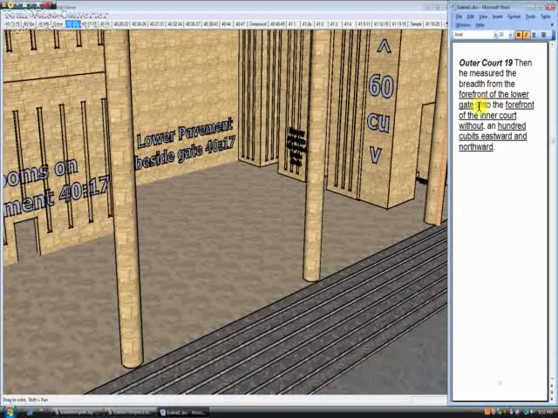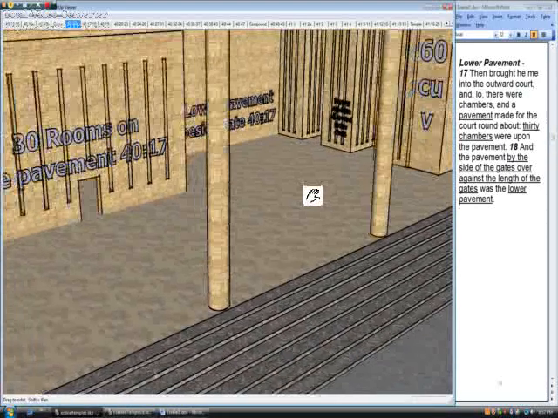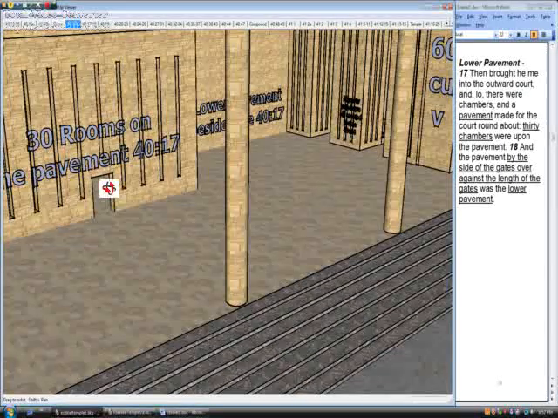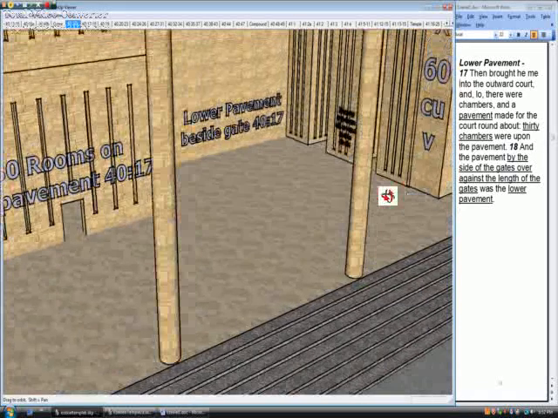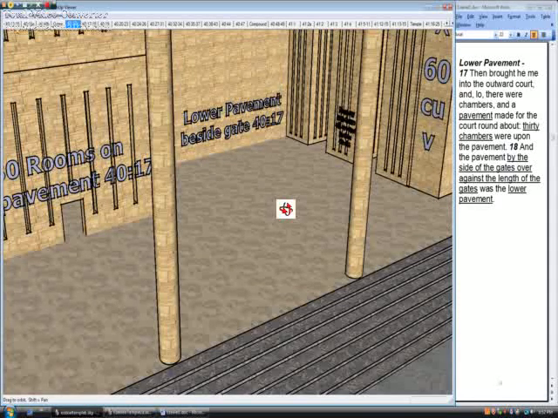He measured the breadth from the gate, then he went into the outer court, and there were chambers. Here's one of the chambers. 30 chambers were upon the pavement, and the pavement by the side of the gates over against the length of the gates, because remember it's 50 cubits this way, was called the lower pavement.